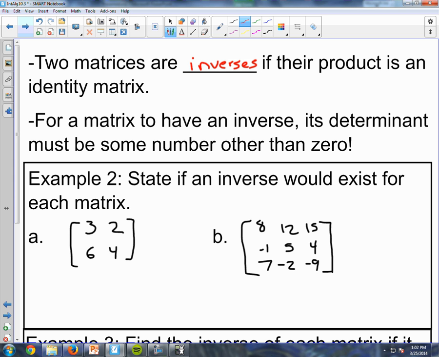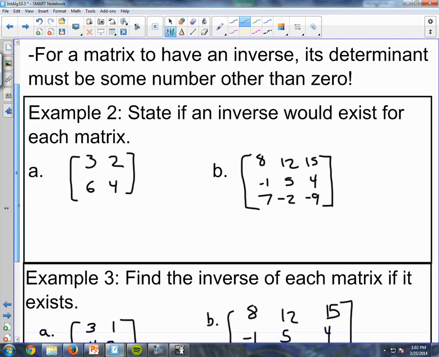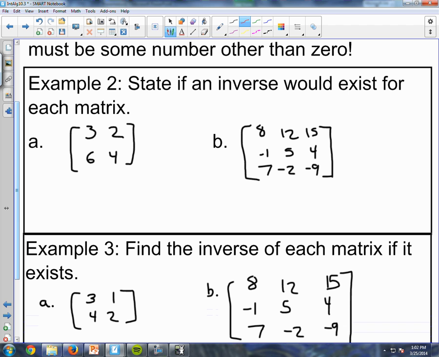For a matrix to have an inverse, its determinant must be some number other than 0. So when you're asked, is this going to have an inverse? Just do what we did on example 1. Find the determinant. As long as your answer is not 0, then yes, it's got one. If it's 0, no, it does not. So example 2 is going to ask us just that. State if an inverse would exist for each matrix. So in other words, we are going to find the determinant.